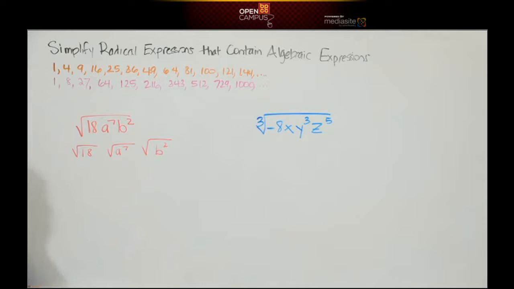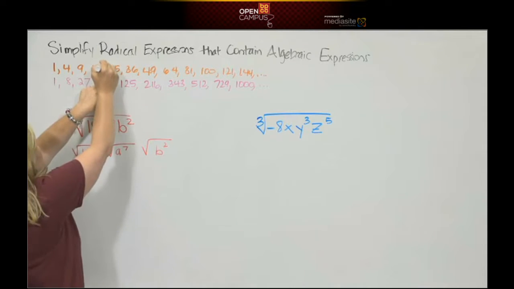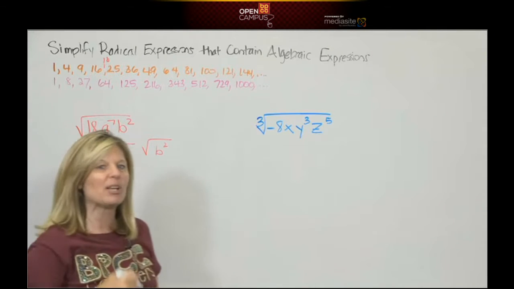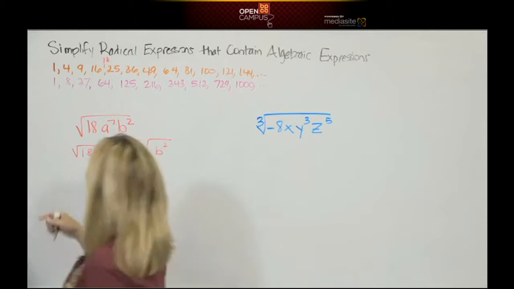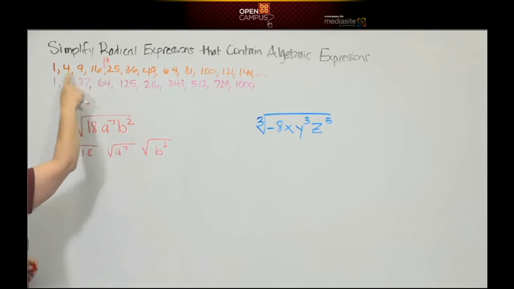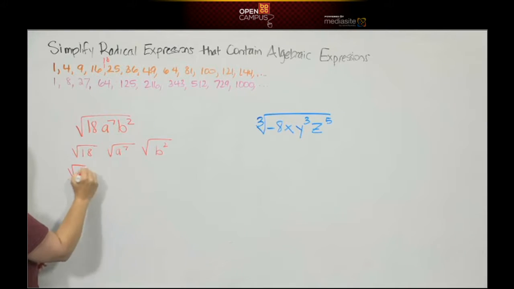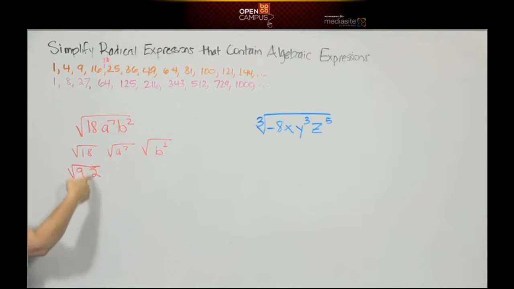Well, the first thing we got to know is, are we dealing with perfect squares? So let's deal with our coefficient 18. Is 18 a perfect square? No. If I look at my list, 18 would be right here. It is not a perfect square. So what I need now is the biggest perfect square that is a factor of 18. And if we look at our list, the biggest perfect square for 18 is 9. So I will rewrite this as 9 times 2, which is equivalent.